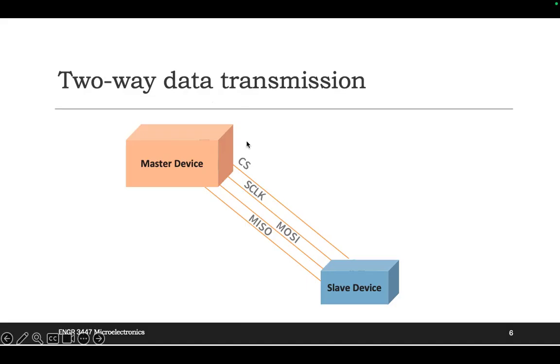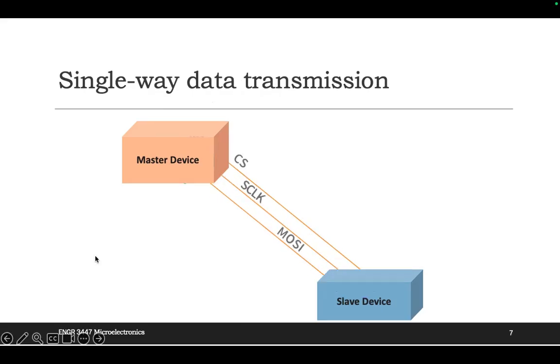For the data transmission, there are different ways. The first way, we call it two-way data, which means you have a master device and you have a slave device, and your data can be transferred from the master to the slave, and also from the slave to the master. It is two-way, am I right?